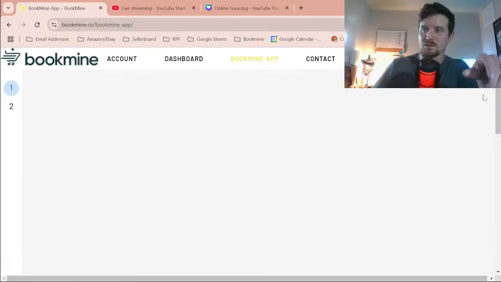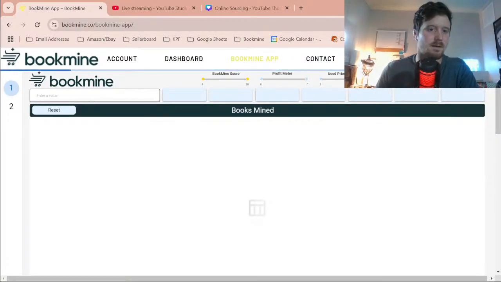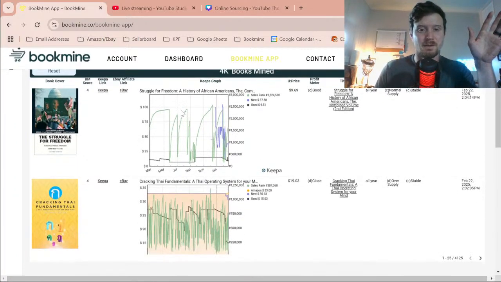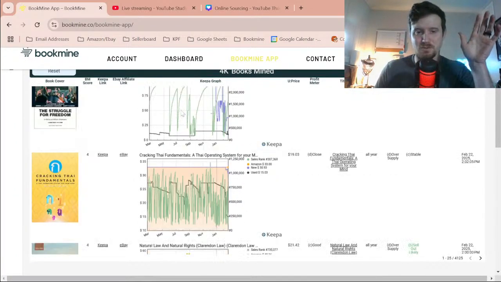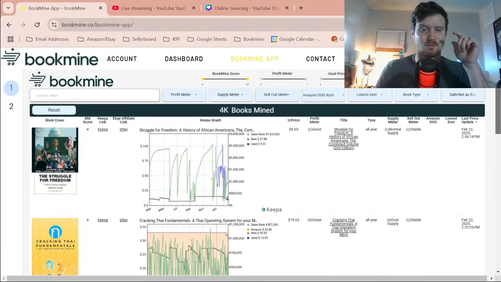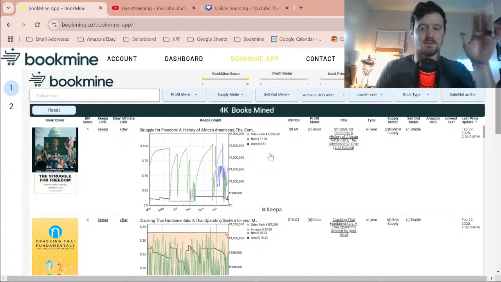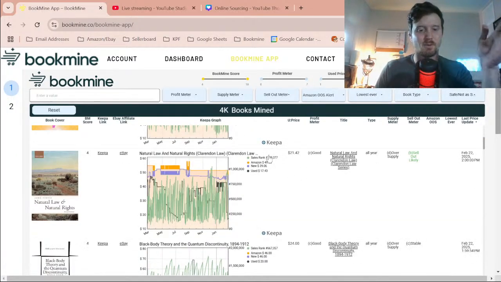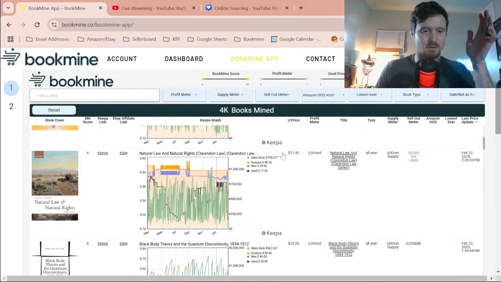But let's get into it. So this is bookmine right here. This is probably the best tool that you can use to find books online. The other tool that you can also use is Keepa, and you can definitely use that one. It's just that bookmine does a way better job of filtering through all the books and bringing you the books that it determines are profitable. But we're going to source using bookmine.